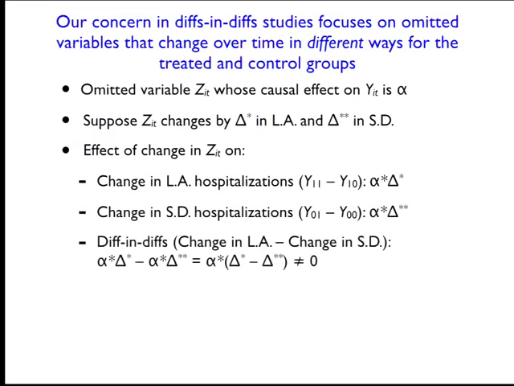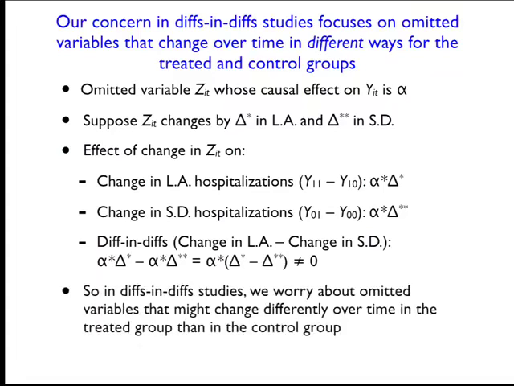So when we take the difference in differences, its contribution is going to be alpha delta star minus alpha delta star star. Since these two terms are not equal, you're going to get something that's not equal to 0 unless alpha is equal to 0, in which case Z is not really an omitted variable anyway because it has no effect on Y. So in difference in differences studies, what we worry about are these omitted variables that might change differently over time for the treated group versus the control group.